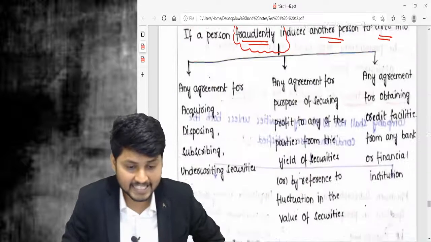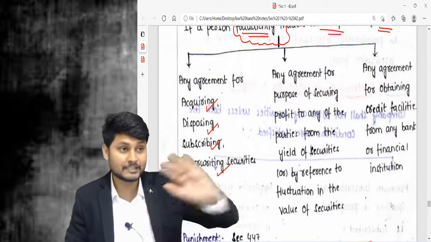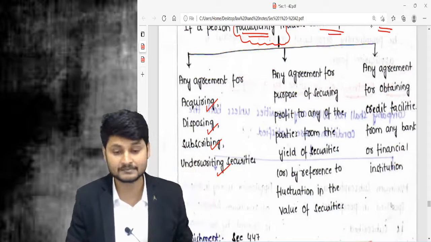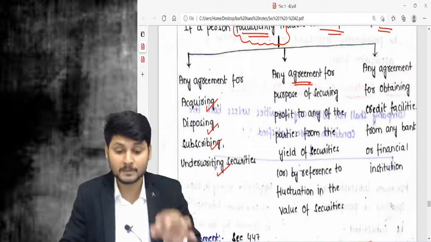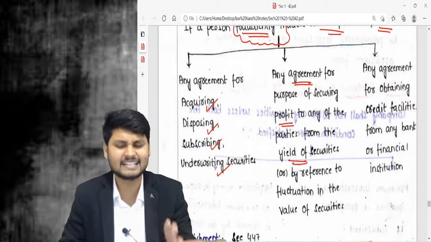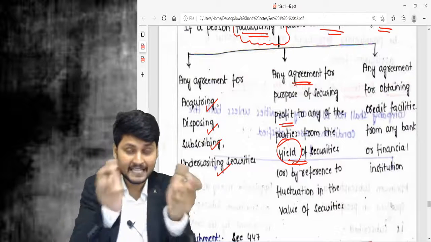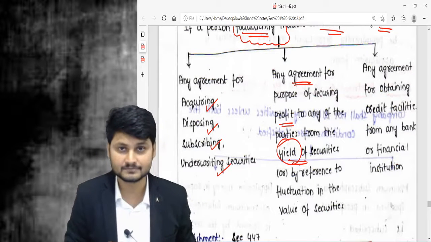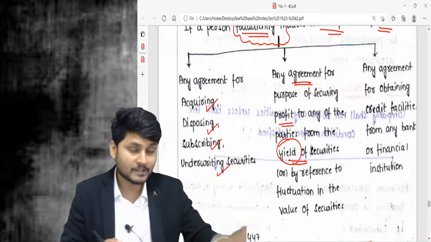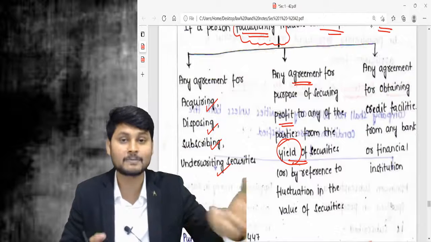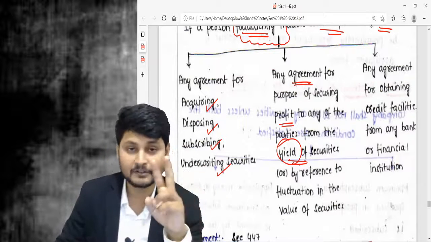Point number 1, any agreement for acquiring, disposing, subscribing, underwriting securities. He is inducing the other person to subscribe to the securities of the company, or he is entering into any agreement for the purpose of securing profits from the yield of securities. Yield means something you get from the securities, just by playing with the fluctuation of the prices. He is inducing the other person by quoting the fluctuation of the prices, and he is trying to make some profit out of it. So this is covered as the second point.